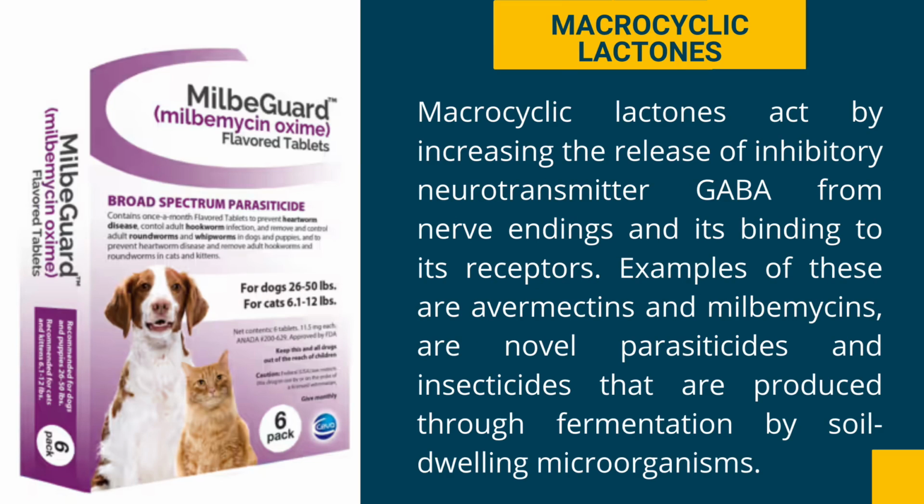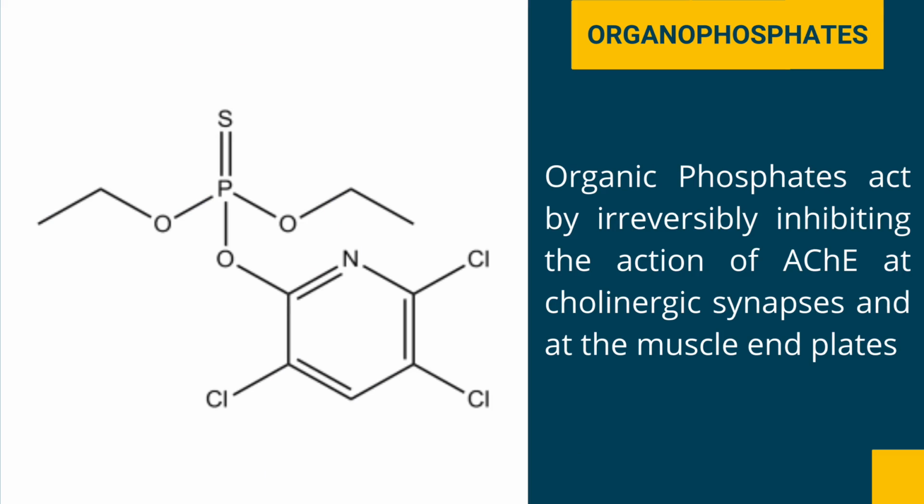Macrocyclic lactones. Macrocyclic lactones act by increasing the release of an inhibitory neurotransmitter, GABA, from nerve endings and its binding to its receptors. Organophosphates. Organophosphates act by irreversibly inhibiting the action of AChE at cholinergic synapses and at the muscle end plates.